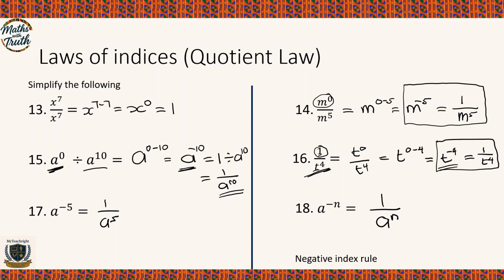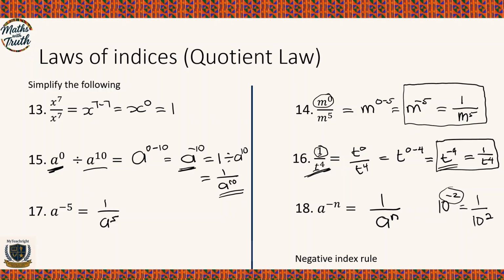The negative index rule states that if you have any base raised to a negative index, that is equal to 1 over the base raised to the positive of the index. So if you have any number, could be 10 exponent negative 2, that is equal to 1 over the base, which is 10, raised to the positive of the index. The index is negative 2. The positive of that is 2.